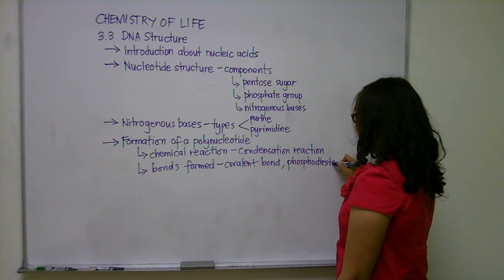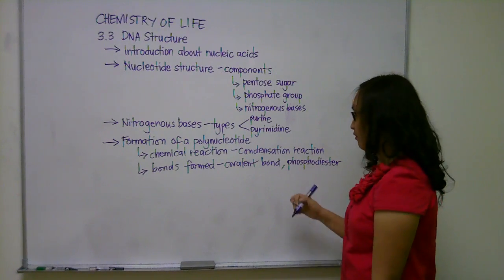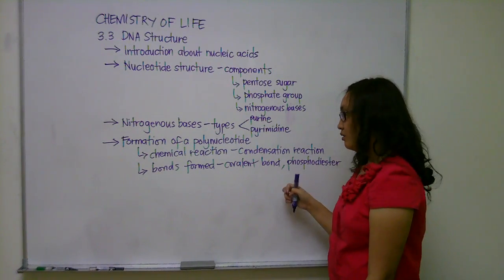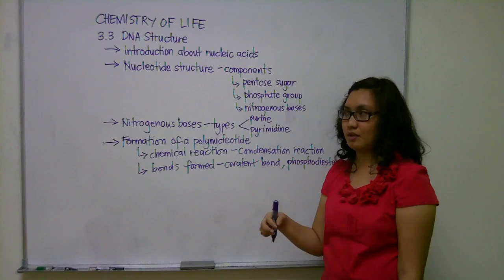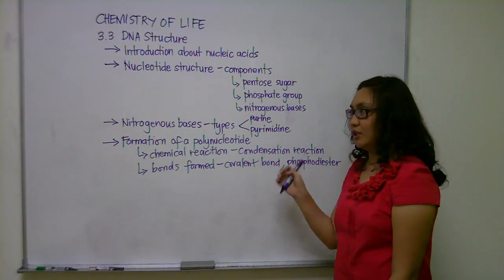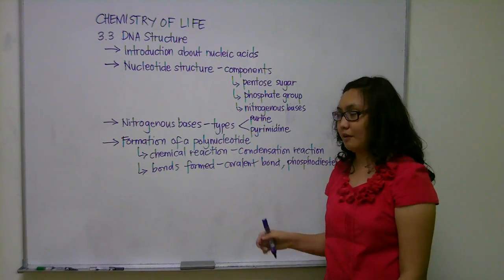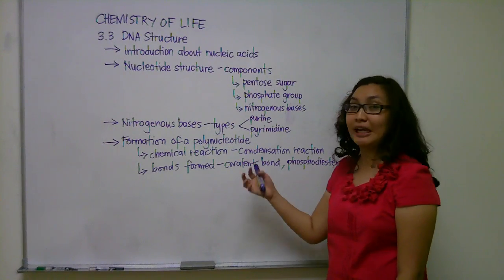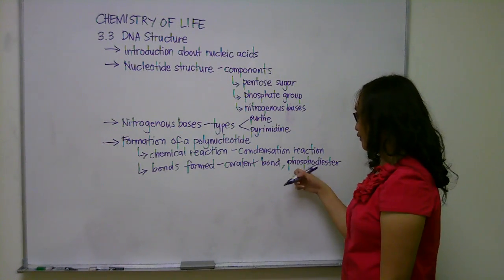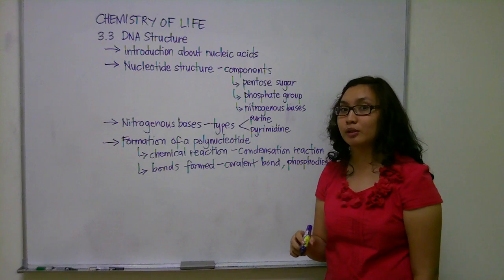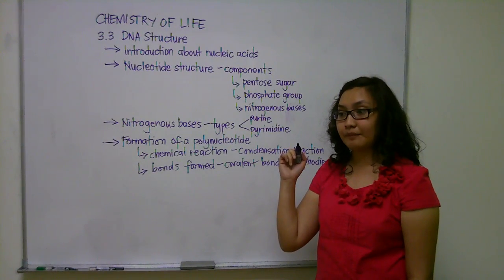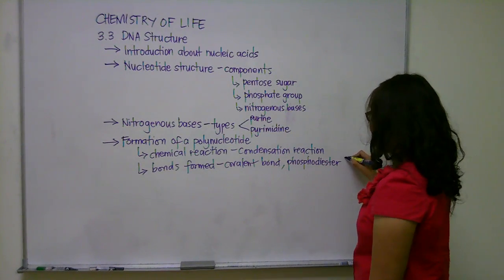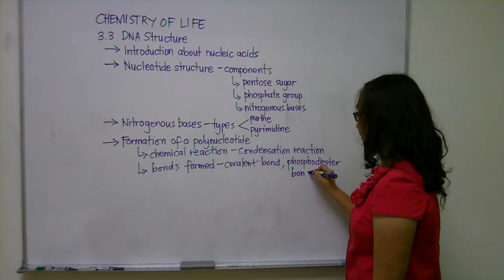In SL students, the phosphodiester bond can also be called a covalent bond, because they don't need to learn as many complicated terms. The phosphodiester bond is only applicable to HL students.